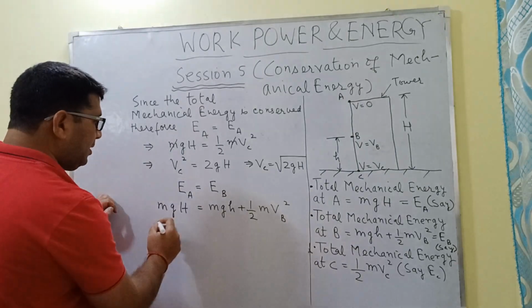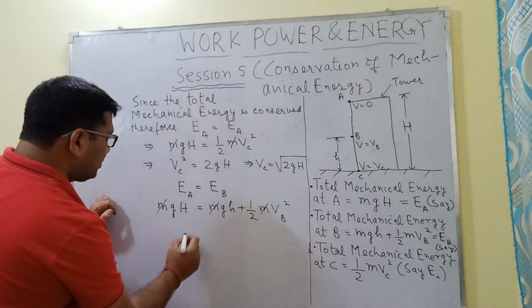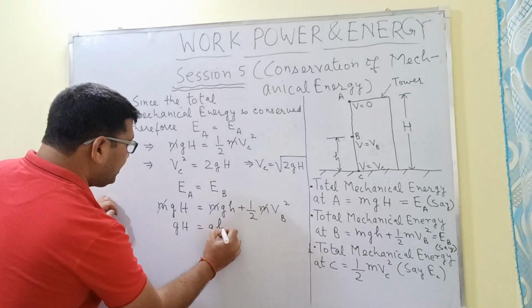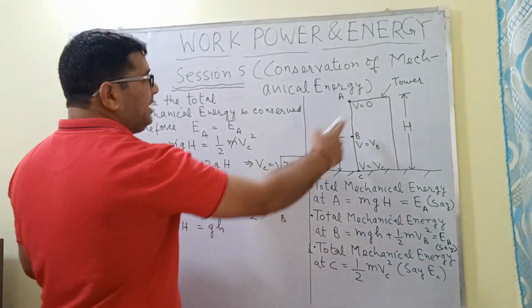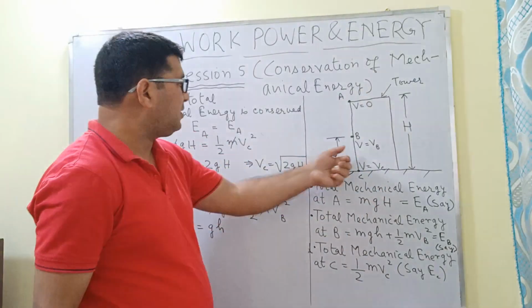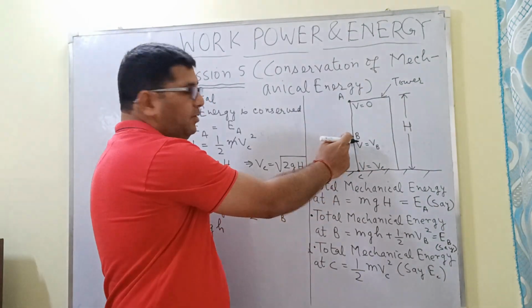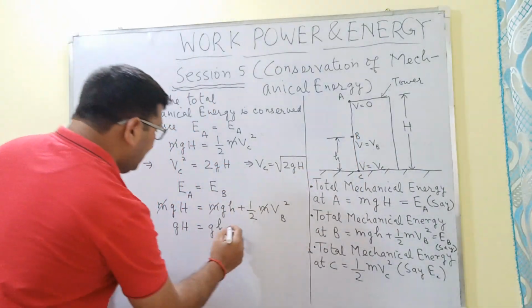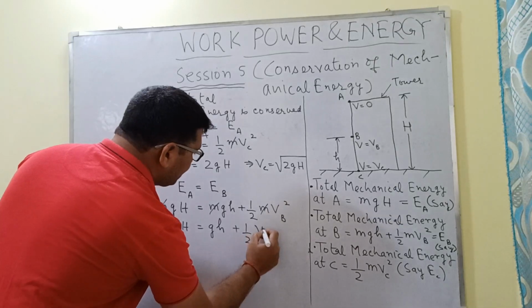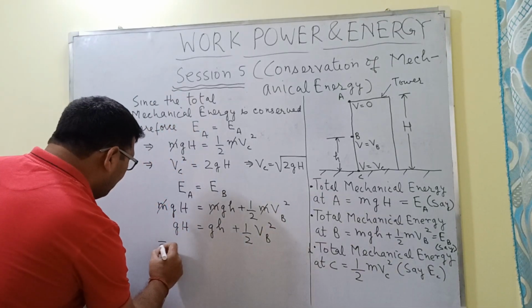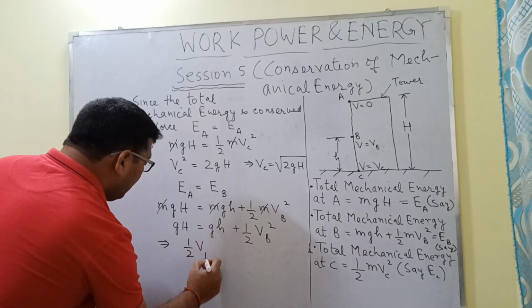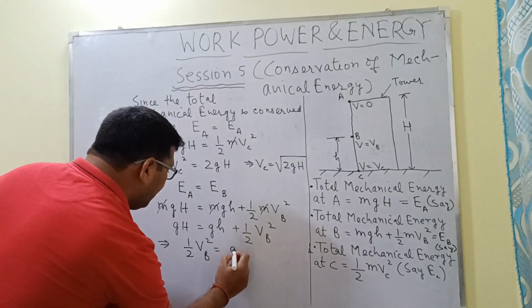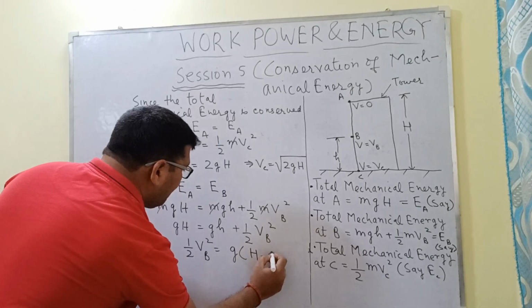Okay, so here this m will get cancelled out. So what I will be getting here is gH is equal to gh plus half vb square, where capital H is the height of the tower, and this small h is the height of this ball from the ground when it is at the point B. So it implies that half vb square is equal to, this gh will go on the other side of this equation, so I will be getting g(H minus h).